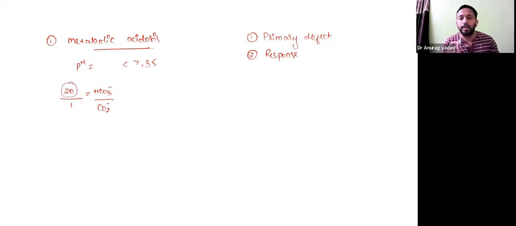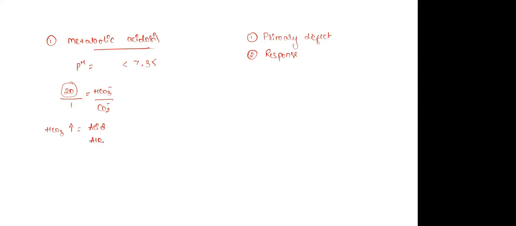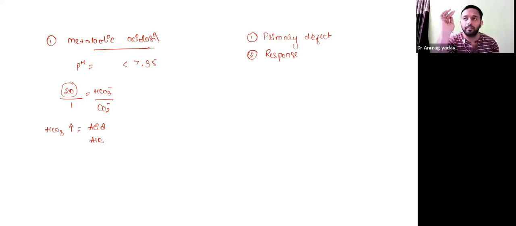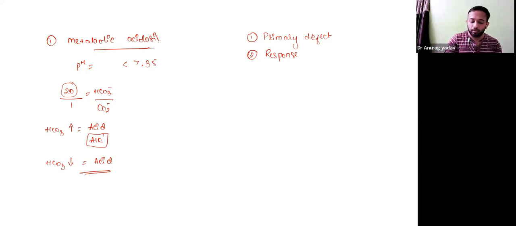Now imagine if bicarbonate increases. Is it acidosis or alkalosis? What is the condition? Acidosis? No. If bicarbonate is high, which is alkali, if bicarbonate increases, it is alkalosis. You are converting into an alkaline condition. When bicarbonate is low, it means there is no base, and when there is no base, then definitely it will turn into an acidic condition. So when we want to tell metabolic acidosis, it should be an acidic condition.